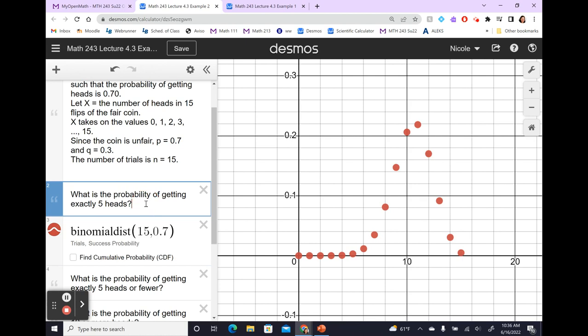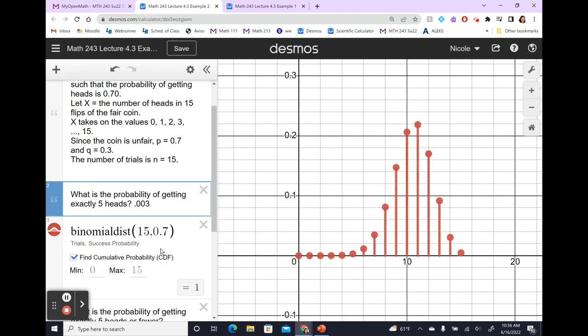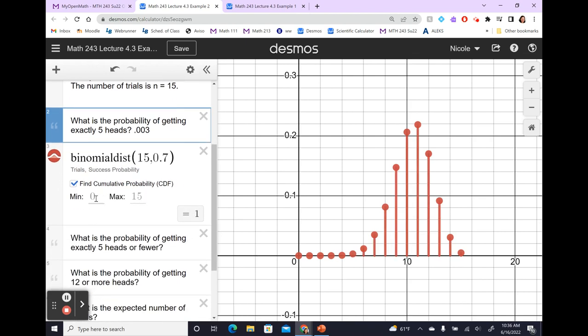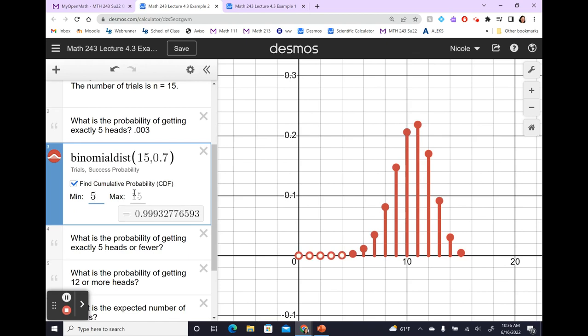So I'm going to type in my answer here. 0.003. And I did that by just going over to 5 and looking at what the probability was. Another way you can do that if you don't want to just use the mouse is we can go to find cumulative probability and just limit it from 5 to 5. And that rounds to 0.003. So that's another way to do that. I kind of like doing it this way because it's just written there. It's easy to look at.